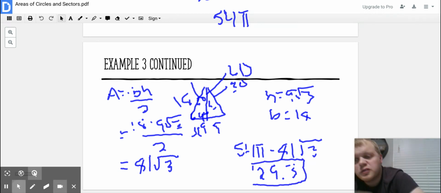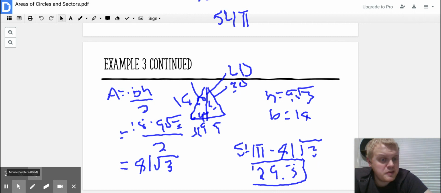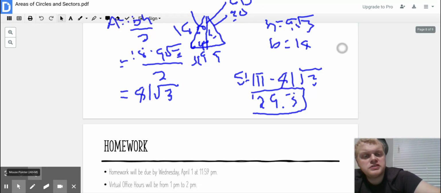Okay. So quite a few steps there, but if you take it piece by piece, it's not as bad. So just make sure you know what you're looking at. Make sure you know your special right triangles. Again, it's just kind of inferring everything we've learned so far this year.